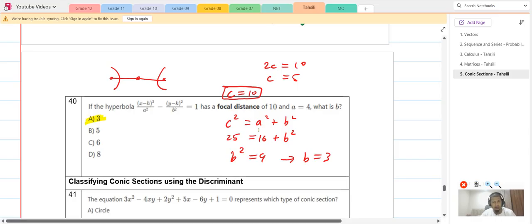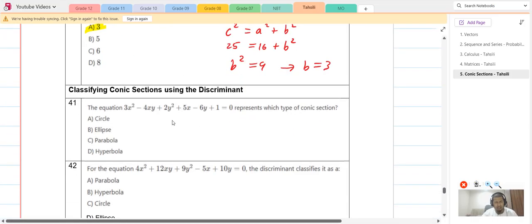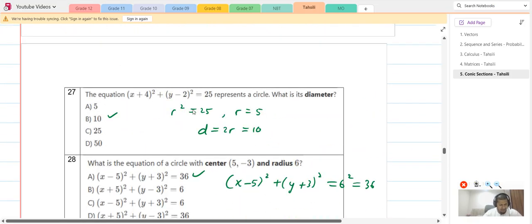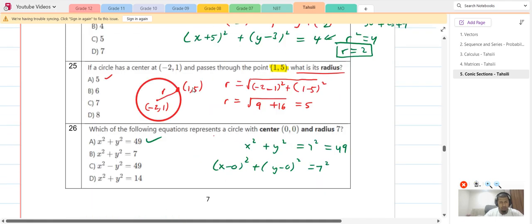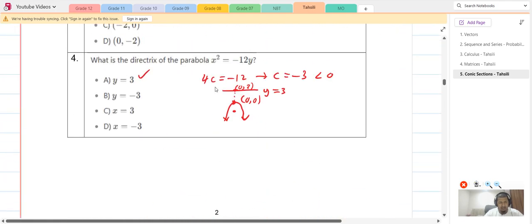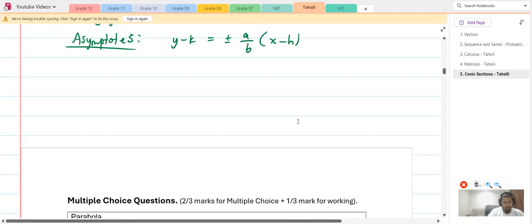Hope you guys understood that. Next one, classifying conic sections using the discriminant. Now how do we do that? So we have a general form of a conic section, which is part 5, the last part. Just 5 questions on that. It should be done, right?